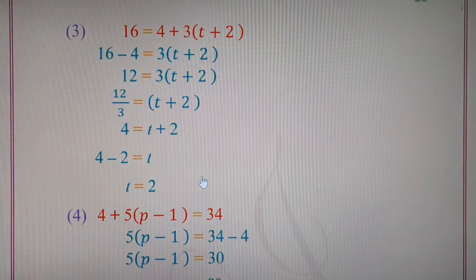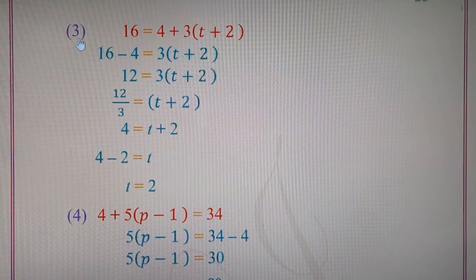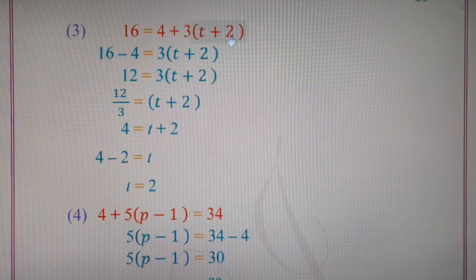Let's go to sub question number 3. Main question 3, sub question 3. 16 is equal to 4 plus 3, open bracket, t plus 2, close bracket. So now here 4 is added with 3 and 3 is multiplied with the whole bracket t plus 2. So 3 bracket t plus 2 we will copy as it is, and here 4 is added with this term.